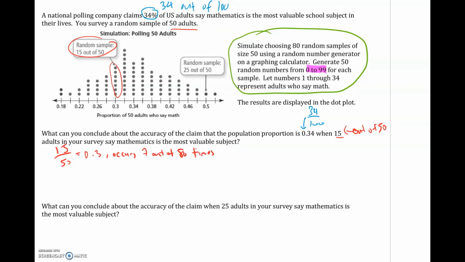Right, so it occurred 7 out of 80 times. And we're not actually going to do anything with that number. We don't need to find the probability or anything like that. But what we want to see is it did occur, and it occurred more than once. So is that likely or highly unlikely?